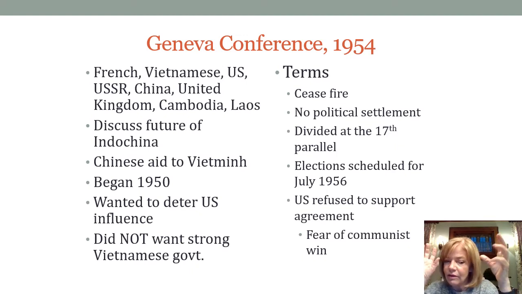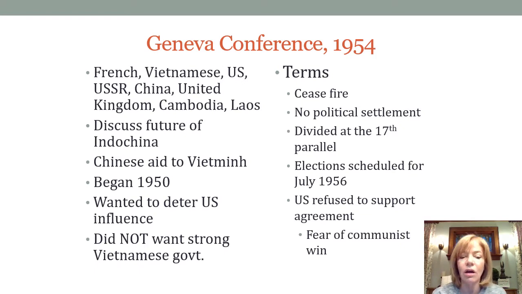And the USSR and China are pitted kind of against, so it's east against west in this international conflict. So anyway, they go to discuss the future of Vietnam, right? The Chinese are aiding the Viet Minh. They had been doing that since 1950, right? And they wanted to try to get rid of U.S. influence in the region, right? They didn't want a strong Vietnamese government.